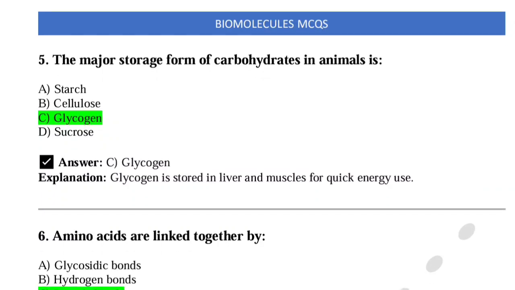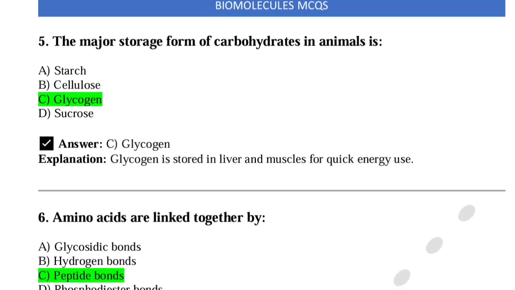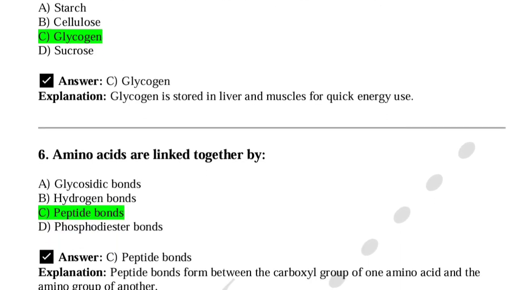Now come to question number 5. Major storage form of carbohydrate in animals is. The major storage form of carbohydrate in animals is glycogen. Glycogen is stored in the liver and muscle and is quickly used for energy.